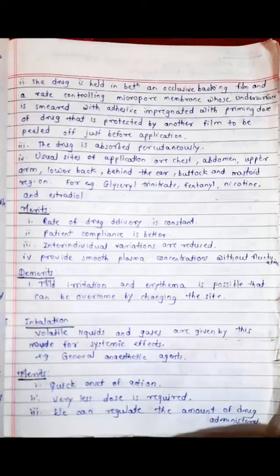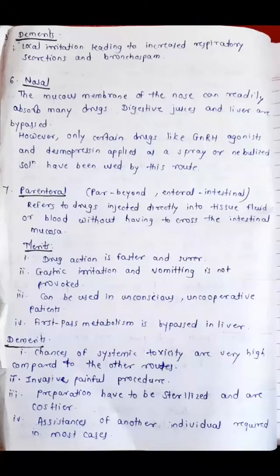Then write down the fifth type of systemic route of drug administration, that is inhalation. Volatile liquids and gases are given by this route for systemic effect. Then write down example: general anesthetic agents. Merits: quick onset of action, very less dose is required, we can regulate the amount of drug administered. Then write down demerits: local irritation leading to increased respiratory secretion and bronchospasm.